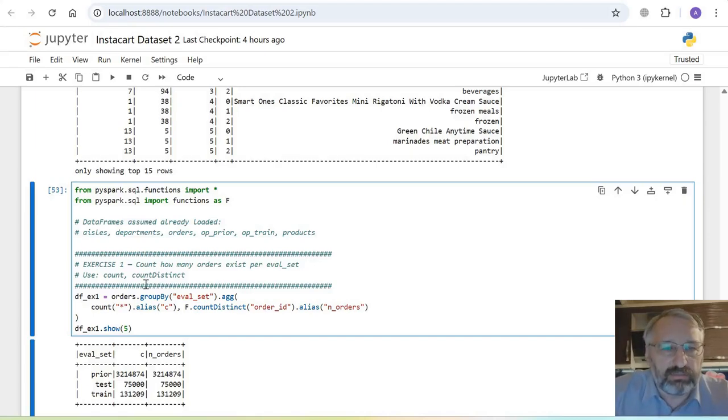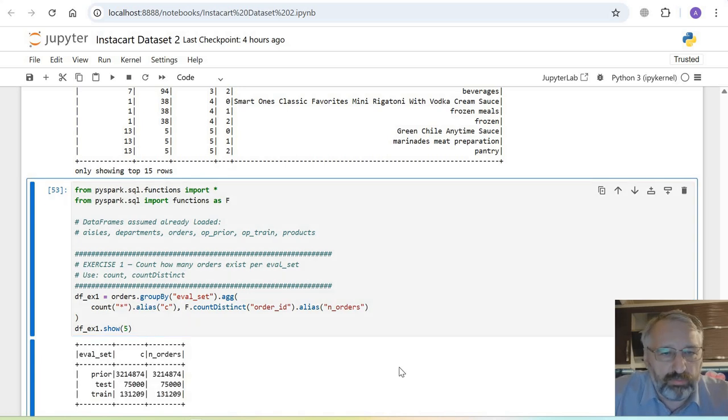This is the next set of exercises on PySpark, and here we are going to deal with grouping. Let's start with simple grouping count. Let's calculate count and distinct count. So we basically group by certain order, count how many orders exist per eval set. Eval set are three sections of orders existing in this data set. They are prior, test, train.